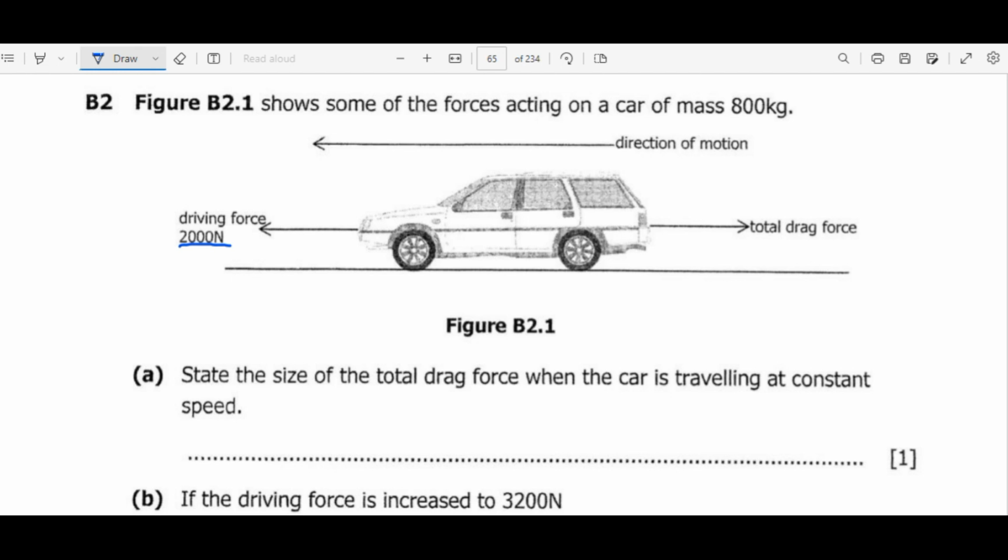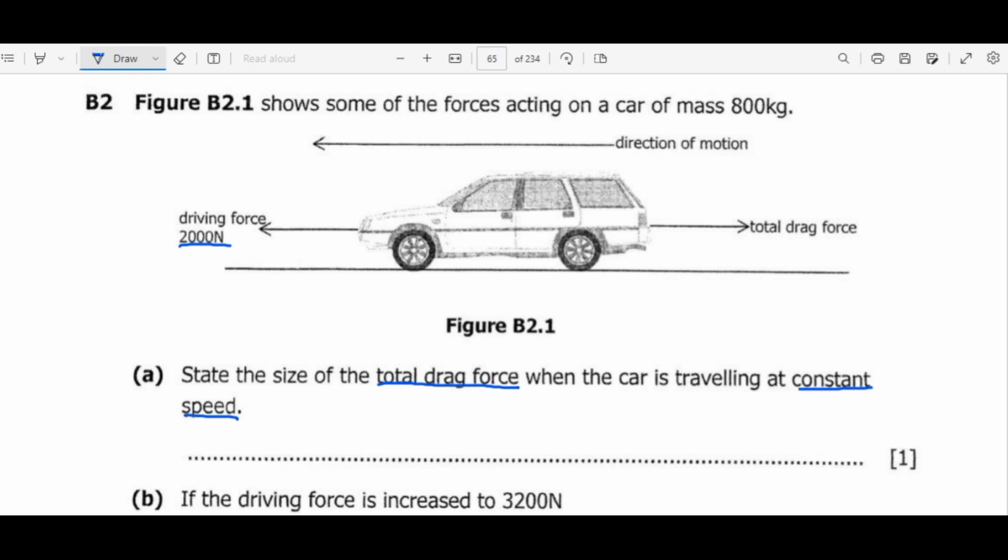Now, if you look at question A, we are told to state the size of the total drag force. So we want to find the force that is opposing the driving force when the car is traveling at constant speed. Now, how do you answer a question like this? What is the key to knowing the total drag force? The key will be gotten from this point of constant speed.